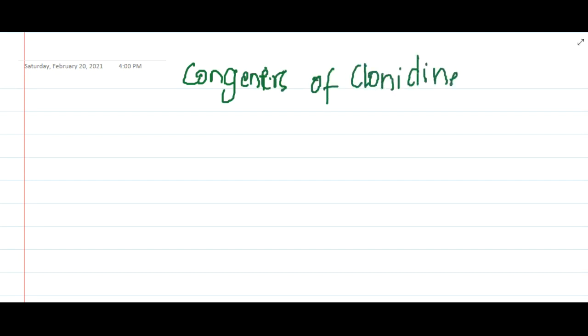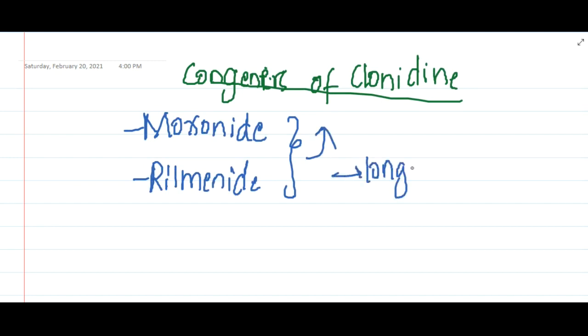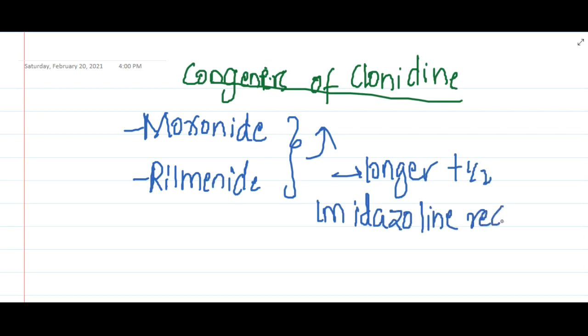Then you should learn about some of the congeners of clonidine, central sympatholytics. Congeners of clonidine we have two. One we have moxonidine, second we have rilmenidine. These moxonidine and rilmenidine are the congeners of clonidine. These have longer half-life and they are selective for imidazoline receptors, and as a result they will modulate alpha 2 receptor activity.